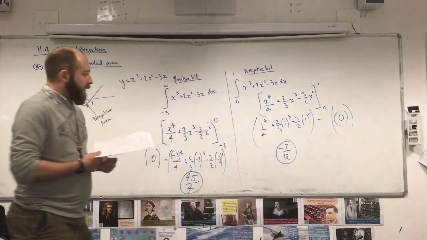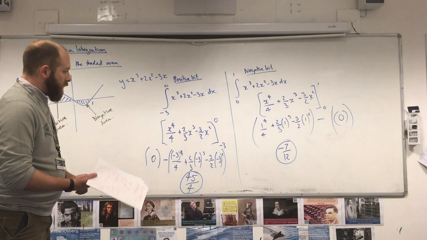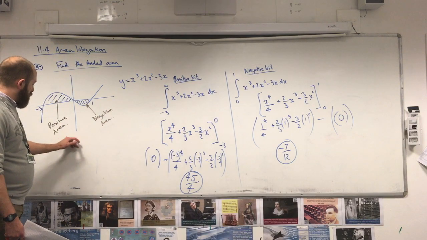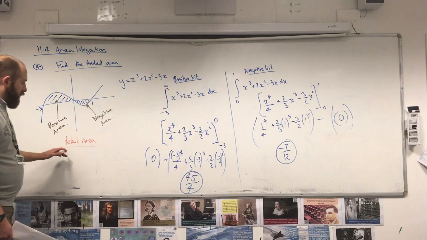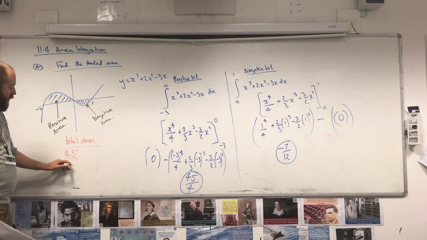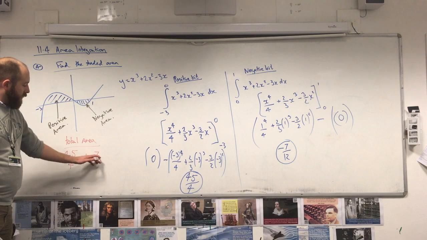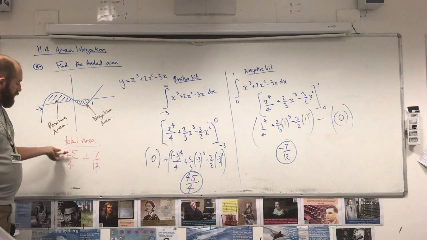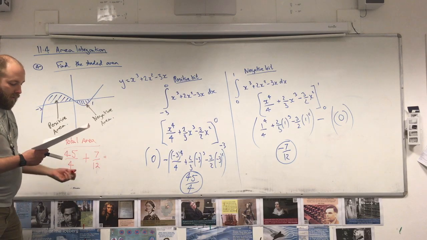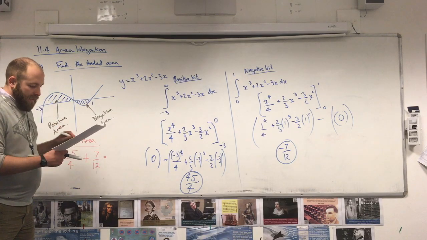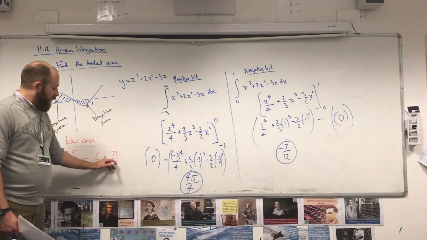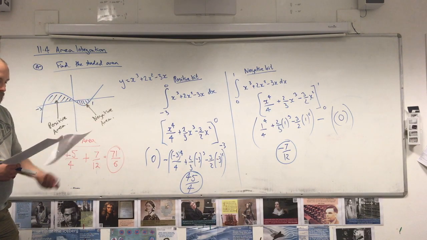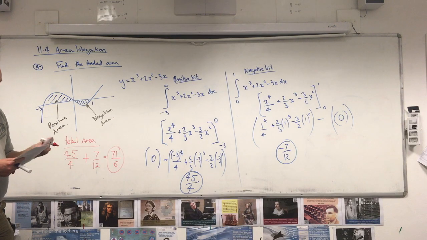So my total area is going to be 45 over 4 plus 7 over 12. Because we know it's given us a negative, area has to be positive, so we can add those together. Do that on the calculator, and we get 71 over 6, which is the area shaded on the graph.